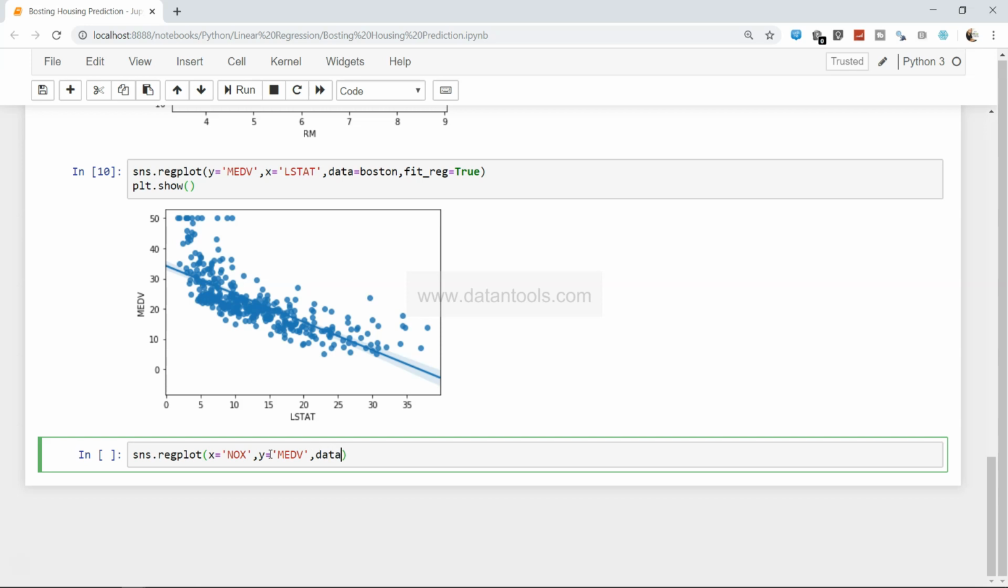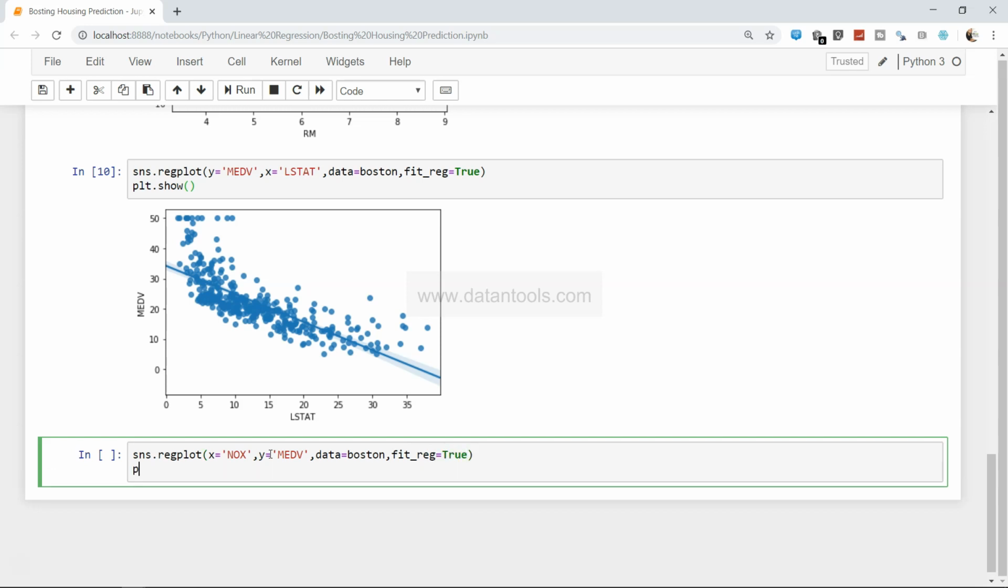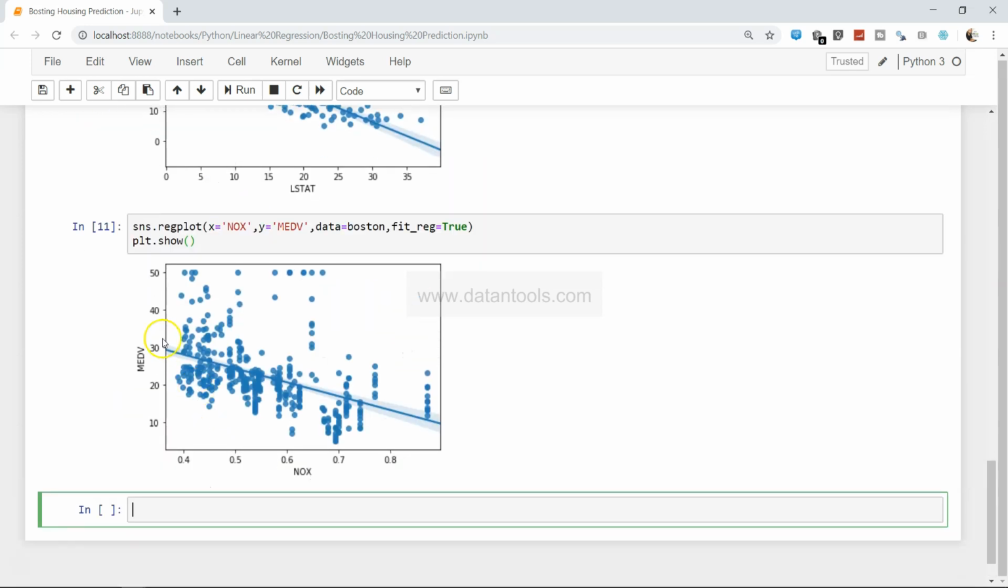All right, data equals Boston, the same parameters, and I believe that once you practice this a couple of times, you will have no issues in doing it. So there is a negative correlation. If you see the NOx value, as it is increasing, the prices are decreasing.